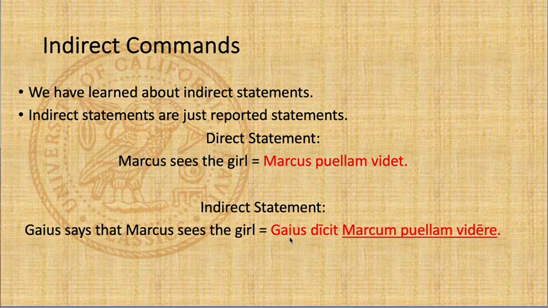So we wind up with this, Gaius dicit Marcum puellum videre. Gaius says Marcus to see the girl. This is how Latin says Gaius says that Marcus sees the girl.